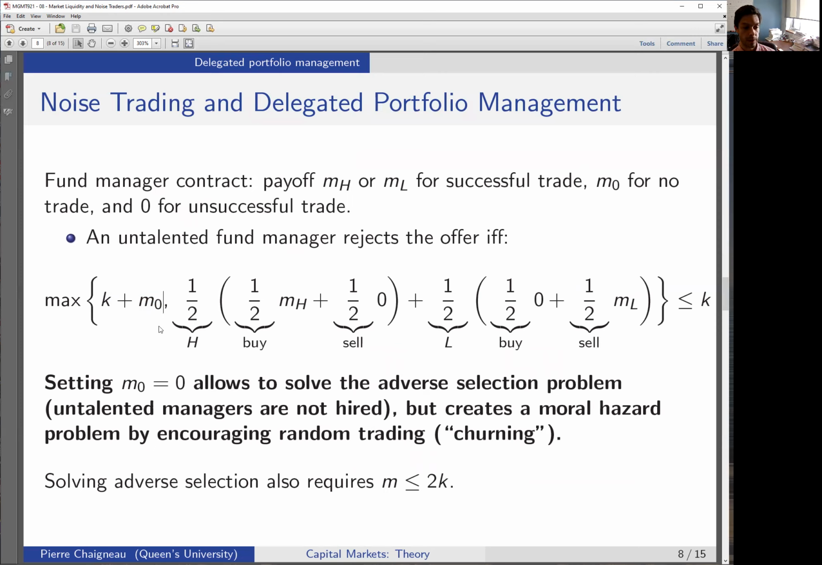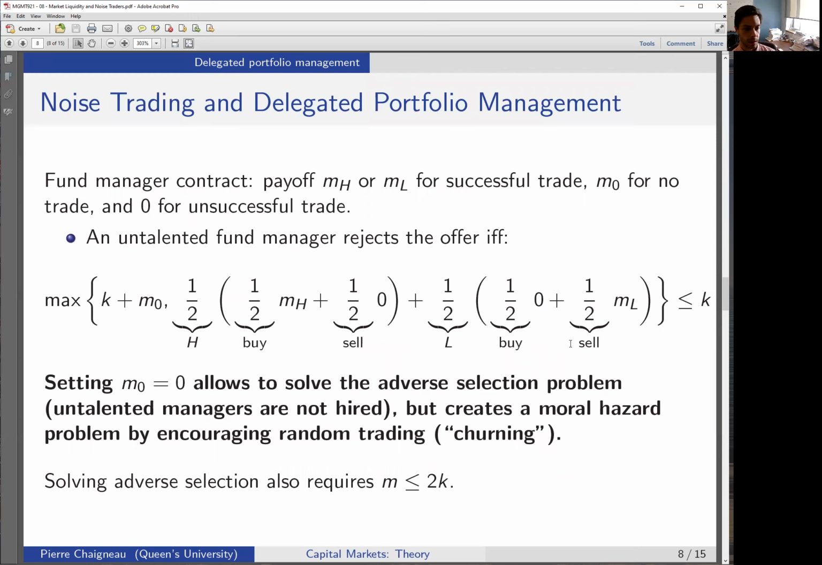Now what happens if the manager decides to trade? Well, remember, he's untalented, so he is uninformed, for sure. So then there's two possibilities, right? The payoff can be either H or L. If the payoff is H, the fund manager is uninformed, so he will trade randomly. With probability 1/2, he will get lucky with a buy order. So then he gets rewarded. He gets MH, and with probability 1/2, he will sell. He will get unlucky this time, and he gets a payment of 0. Same thing if the output is L. Again, the fund manager is uninformed, so he's going to trade randomly, trying to get lucky. He's going to get lucky with probability 1/2, by selling, so he will get a payment of ML, and he will get unlucky with probability 1/2 when he's buying, in which case he gets a payment of 0.